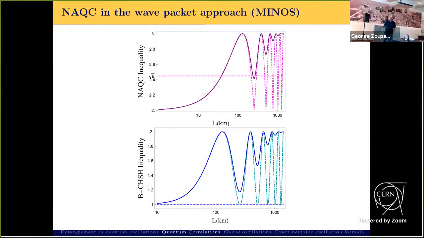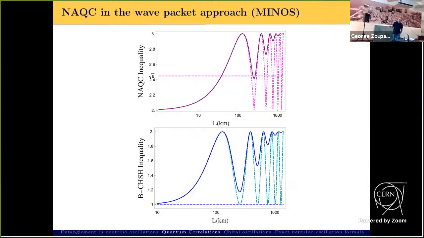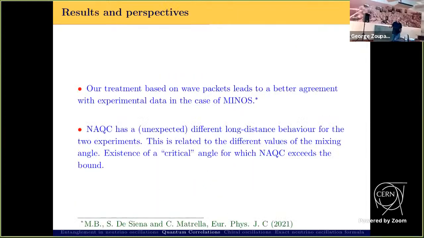And we observe a very interesting phenomenon. At long distance, the non-local quantum advantage in MINOS is violated, it's above the limit. In the case of Daya Bay, it's not violated. This is very interesting. So we found that this is related to the mixing angle only. It's a function of the mixing angle, and we found a critical angle for this. This is published here. But again, we don't know now operationally what this means. It should have necessarily something to do with something you can do more in one case than in another. Clearly, the mixing angle is bigger in the case of MINOS.